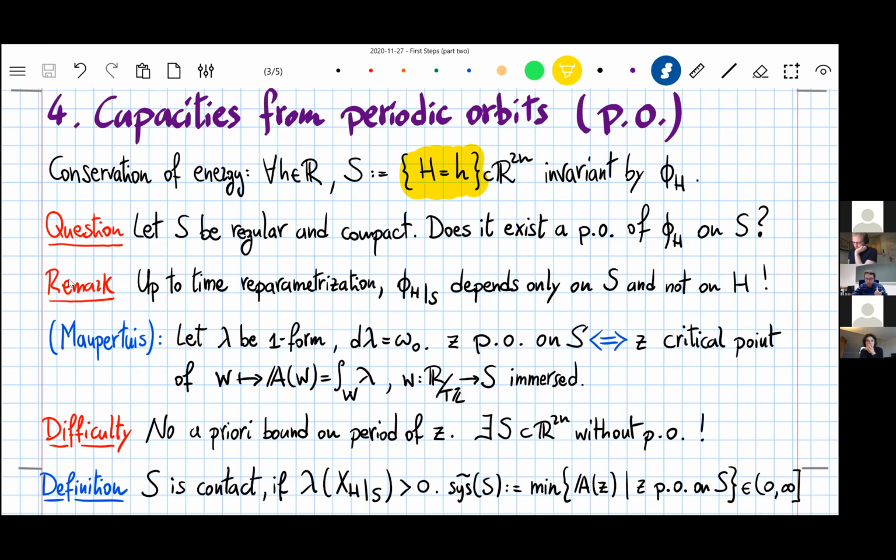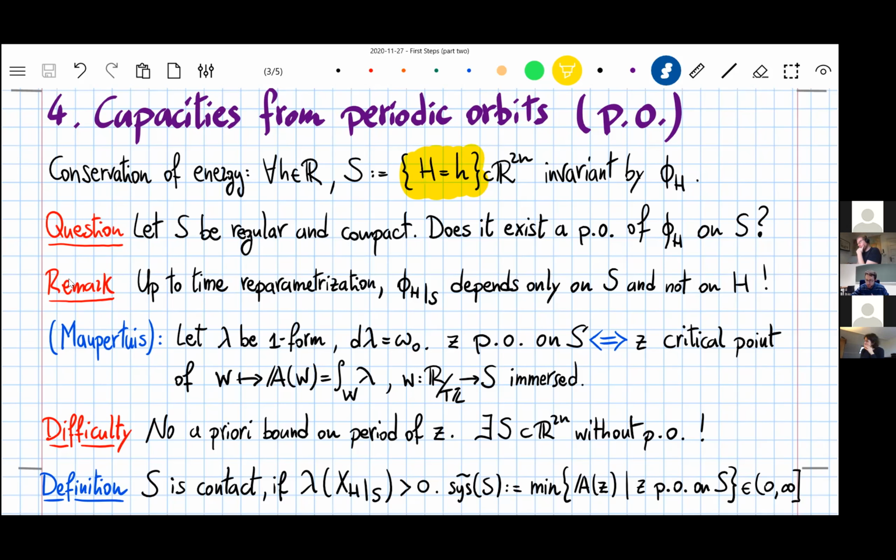And what it tells me now is also that I can consider the minimal action of periodic orbits, because this is a positive quantity, since you're integrating a positive function. You can look at the systole of S as the minimal action of periodic orbits. And this is a positive number, which could be plus infinity in the case we don't have periodic orbits.